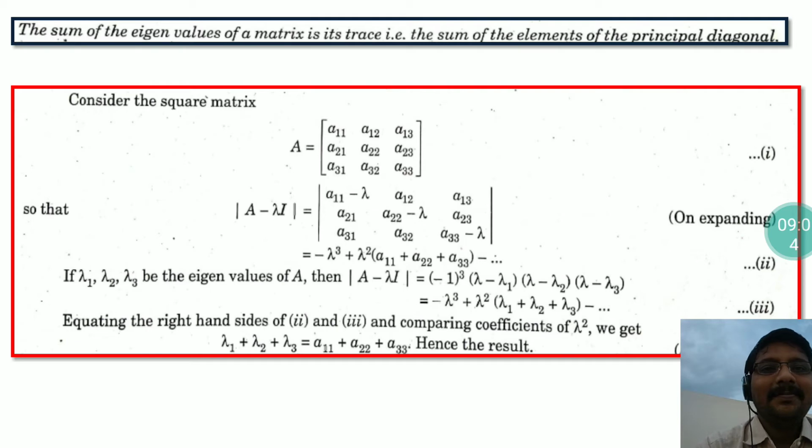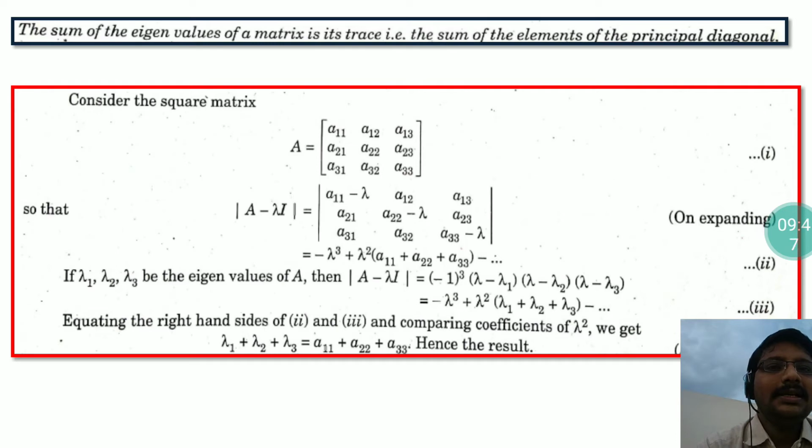Important result or theorem: the sum of the eigenvalues of a matrix is its trace, the sum of the elements of the principal diagonal. Eigenvalues sum is always equal to the trace of the matrix. Trace means the sum of principal diagonal elements. So here we have to prove that the sum of eigenvalues is equal to the trace of the matrix, that is the sum of elements of the principal diagonal.